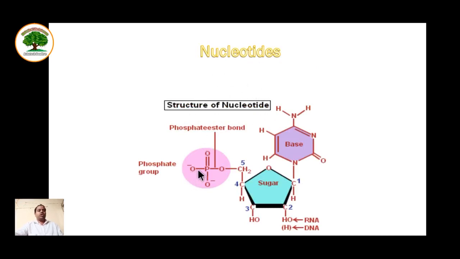As we know, the structure of nucleotide has three important components. The first and foremost component is the ribose sugar, which is a pentose sugar, and there is a presence of a phosphate group and a nitrogenous base at carbon number 1. The phosphate group is attached at carbon number 5 of ribose sugar and it is connected by a phosphoester bond.